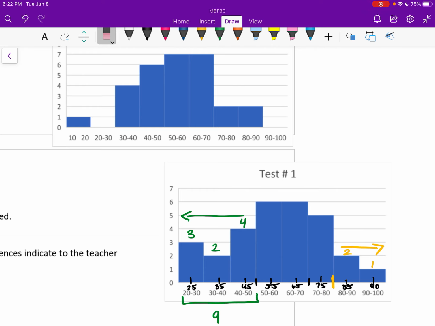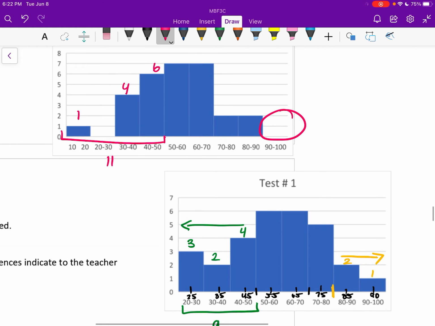Some differences is there seems to be more students who failed this test, right? Like if you think about it, there's 6 plus 4 plus 1, right? And that's 11 versus 9 students who failed that test. There seems to be no one in this class who got over a 90 in this one. So that's a difference, right? A majority of the students seem to still fall between the 50 to 70 range. It's just in this situation, more of them seem to fall lower.